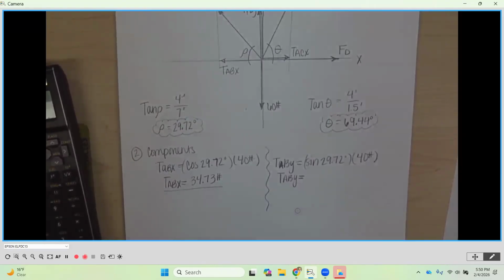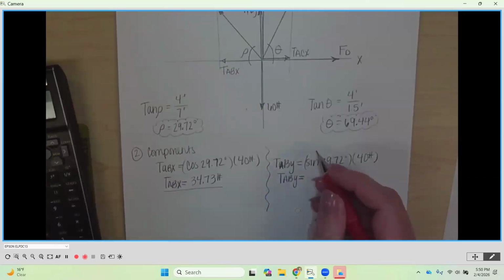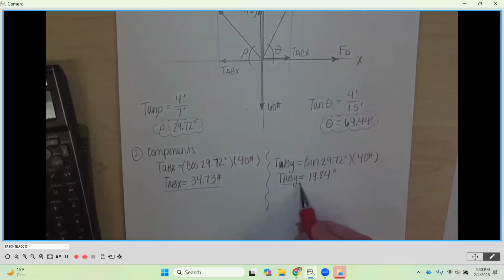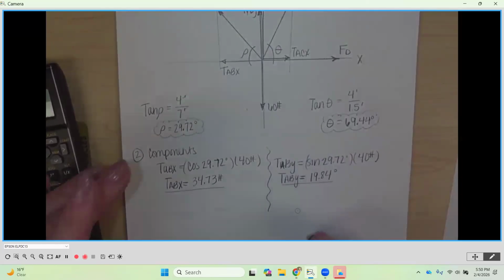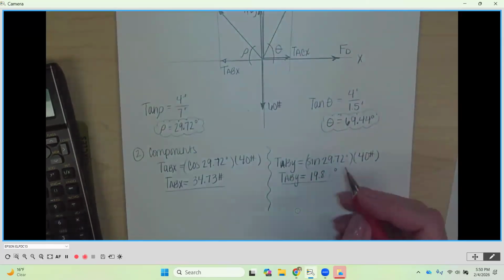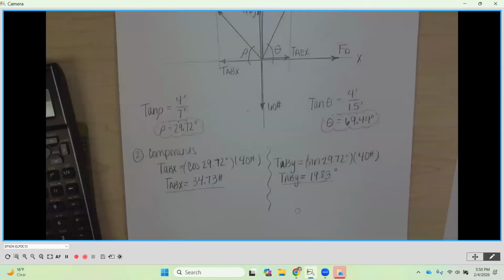What do we get for that one? 19.84. Anybody else get that same answer or very close to it? Okay. 8.3. Okay. I got 8.3. I'm going to put 8.3. If you held decimal places, it might be off just a little bit. But if you do the 29.72, then I think it does come out to 19.83. Good. Okay.